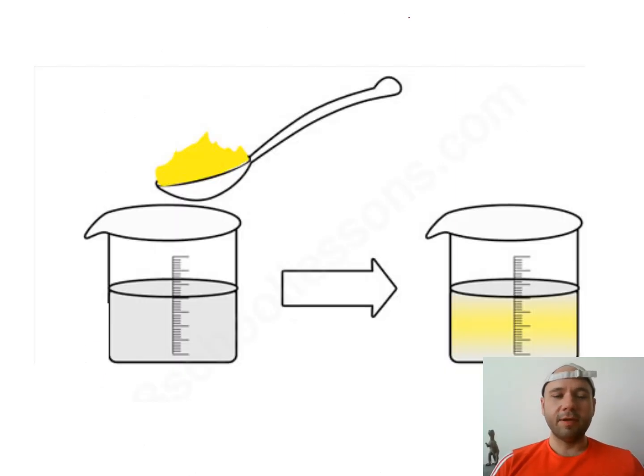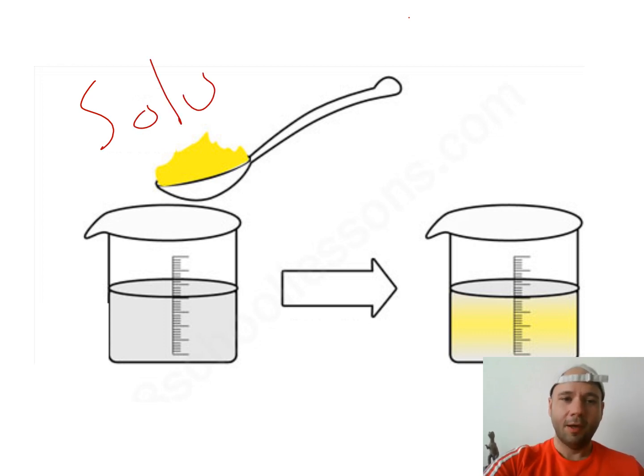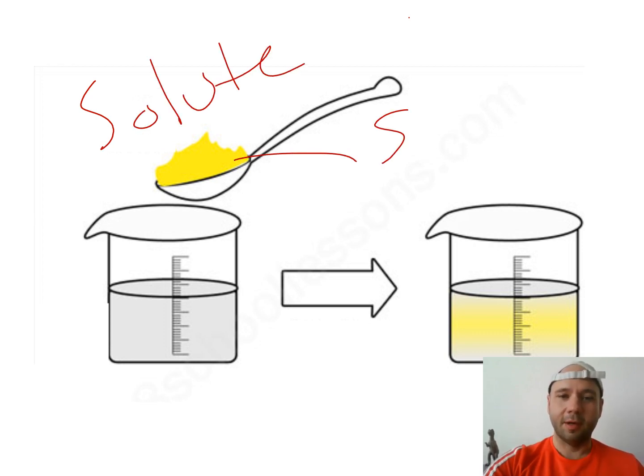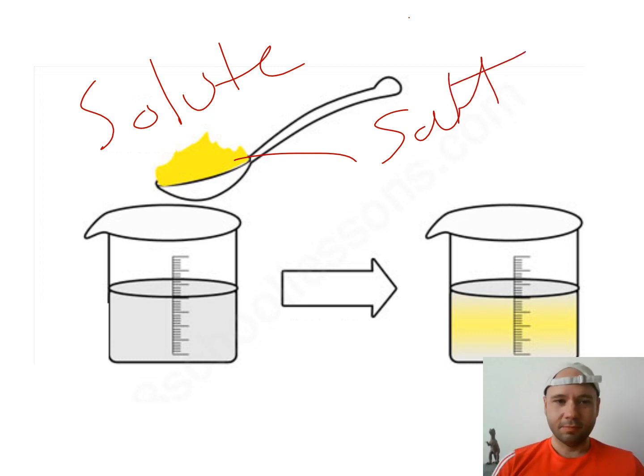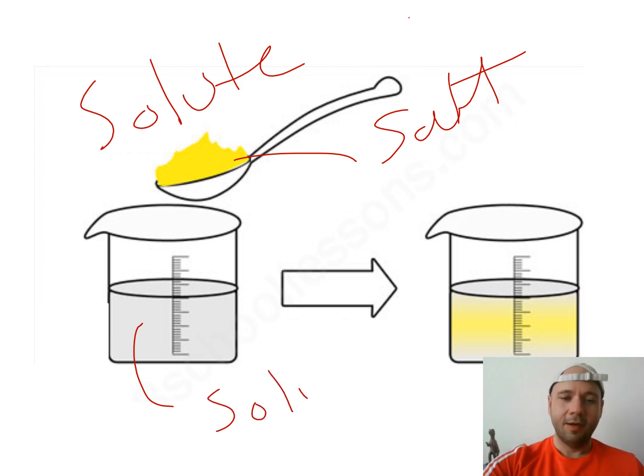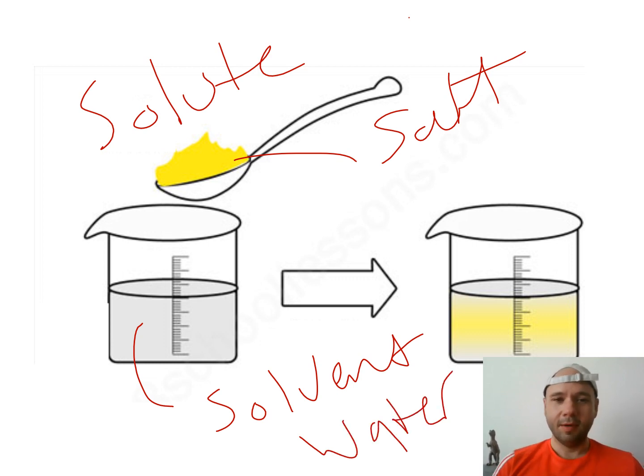Okay, so going back to the very start of the topic, we first looked at making a solution. So what do we need to make a solution? Well, there's two things that we need to make a solution. The first thing that we need is a solute. In this case, the solute that we're going to use is salt. Okay, we need to place that into a solvent. In this case, it is going to be water. Okay, collectively, the solute and the solvent will make up a solution.